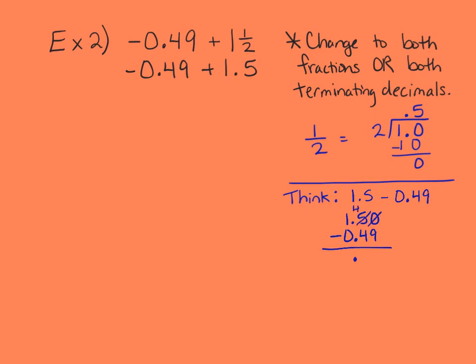Have to borrow. And I have 10 minus 9 is 1. 4 minus 4 is 0. And 1 minus 0 is 1. So I've got 1.01. So we subtracted because they were different signs. And now we're going to keep the sign of the number with the greatest absolute value. Well, 1.5 is further from 0 than negative 0.49, so it just stays positive.